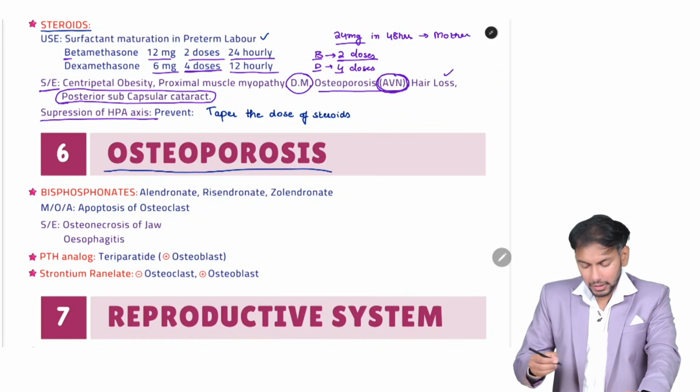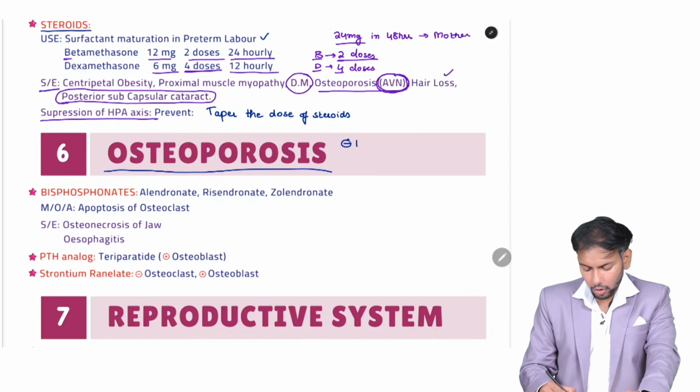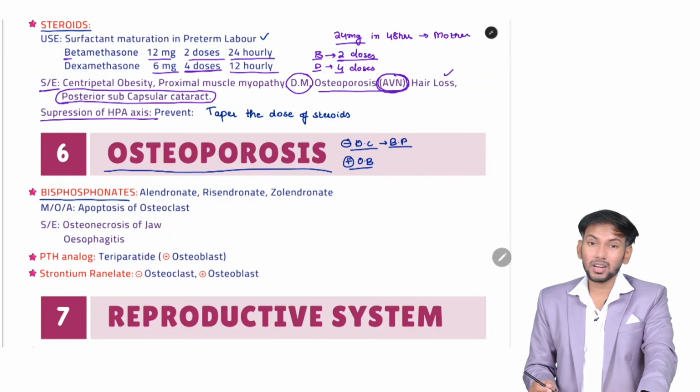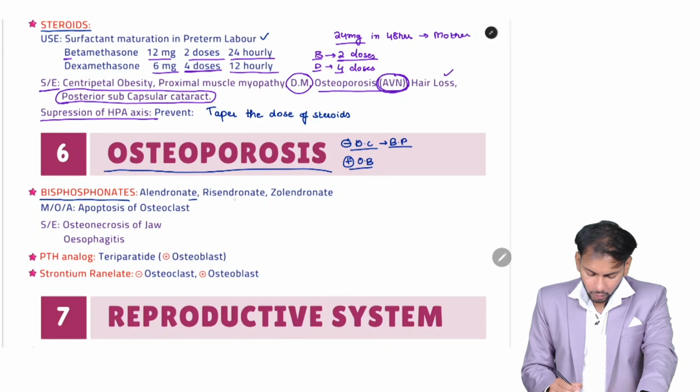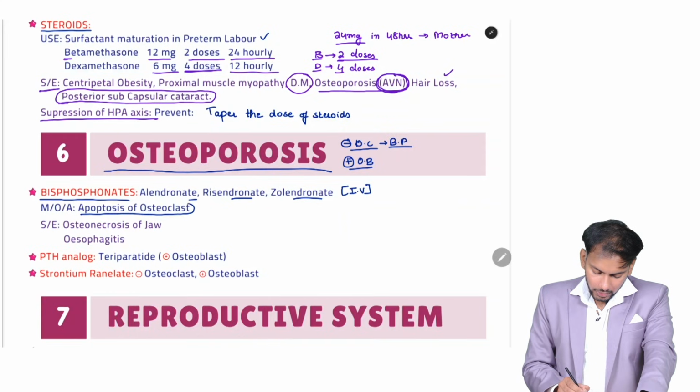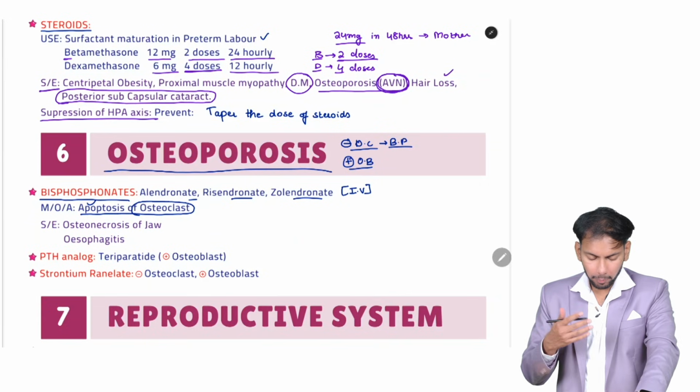Now, coming to osteoporosis, what could be the treatment? You can either block osteoclast or you can activate osteoblast. Now, how do you block osteoclast? With the help of a drug called bisphosphonate. These are the dronate drugs: alendronate, risedronate, zoledronate. Zoledronate is IV. Now, it blocks the osteoclast by causing apoptosis. Apoptosis means death.